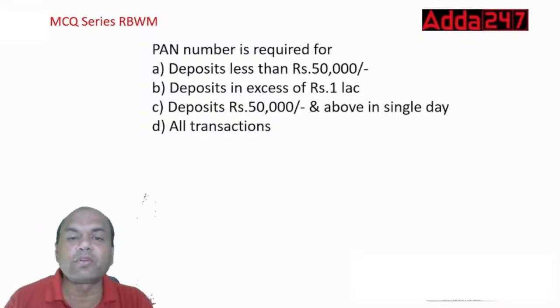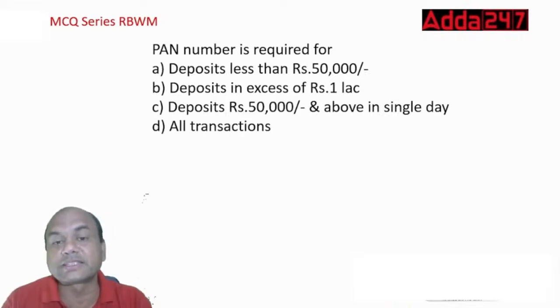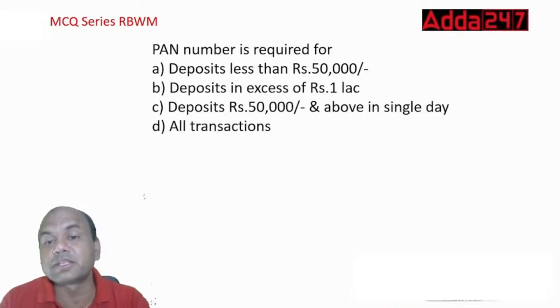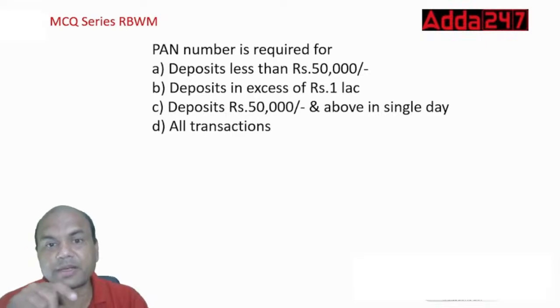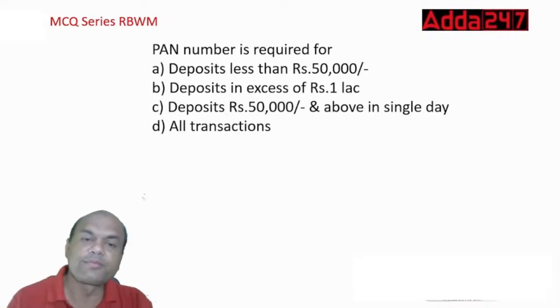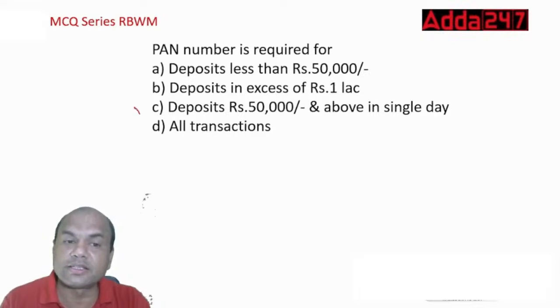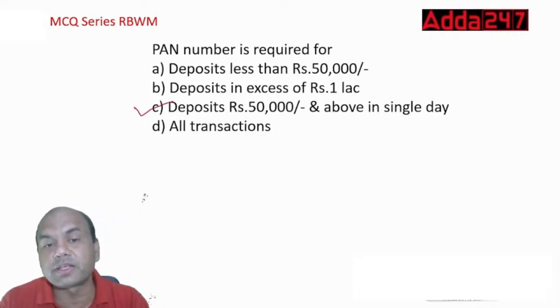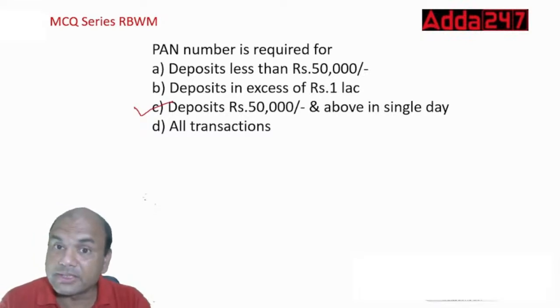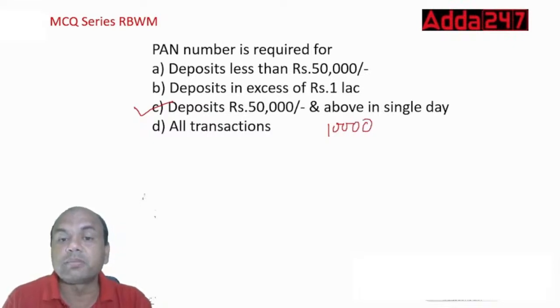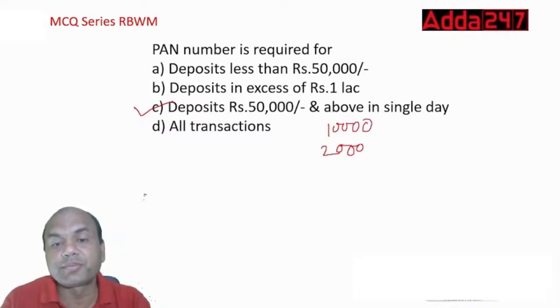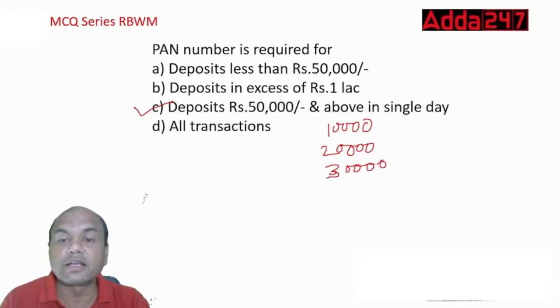PAN number is required for what? Deposits less than 50,000, deposit in excess of 1 lakh, deposit of 50,000 and above in a single day, all of the transactions. What is the correct answer? See, this is the correct answer: any deposit above 50,000 in a single day. Remember this, single day means suppose I deposit 10,000 now, then I deposit again 20,000 after some time, then again 30,000 after some time. Then I'll be requiring the PAN. So in a single day, got it?